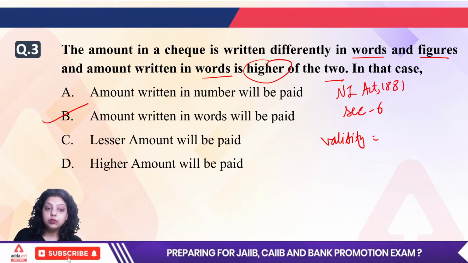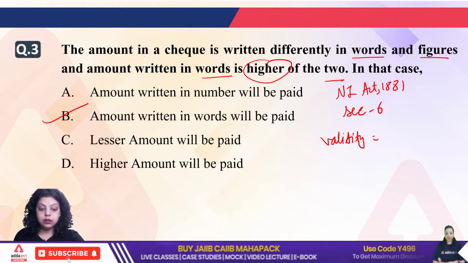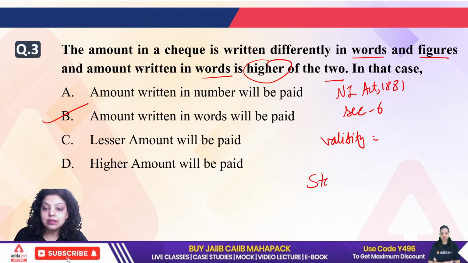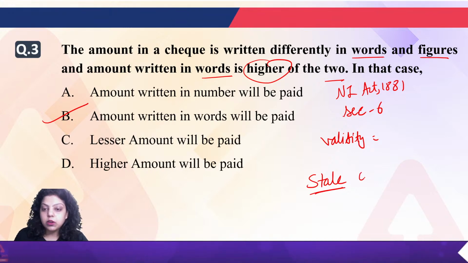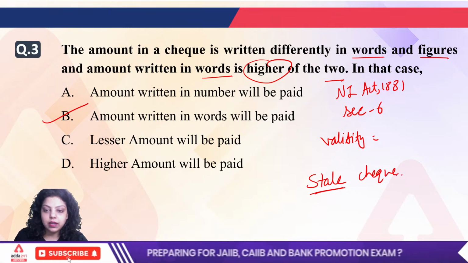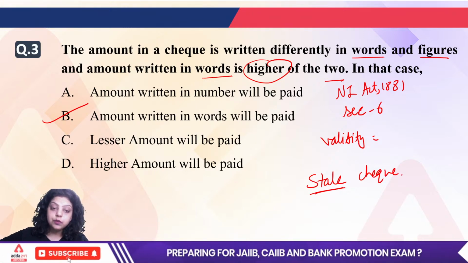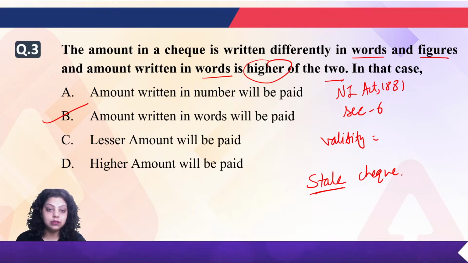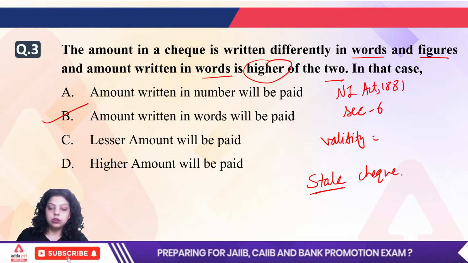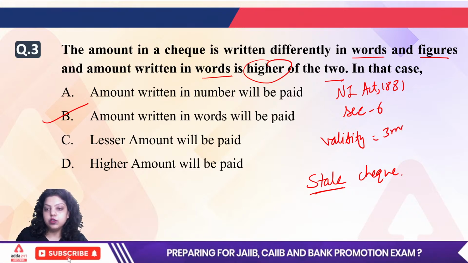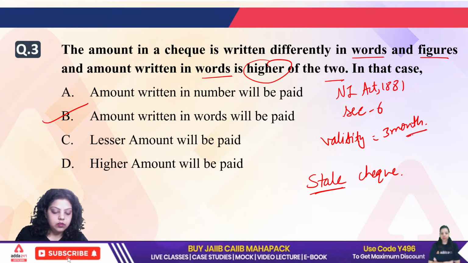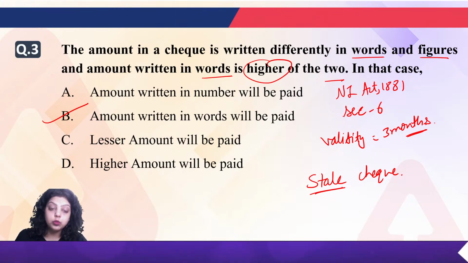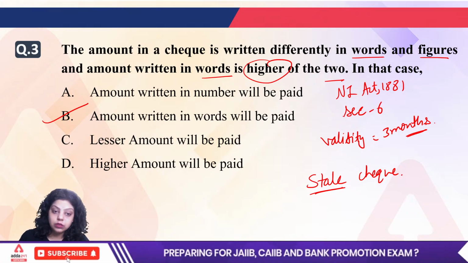There is a type of check known as a stale check. What is a stale check? When the validity of a check has expired, the check is treated as invalid, and it is known as a stale check. Very good: 3 months from the date of issue is correct. So the validity of a check now is 3 months. Earlier it used to be 6 months, till the year 2013.